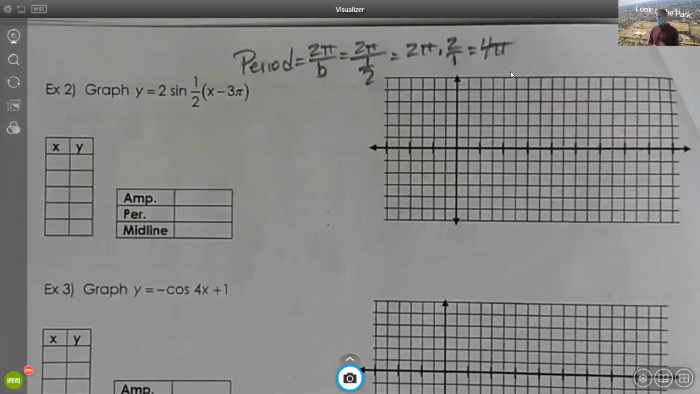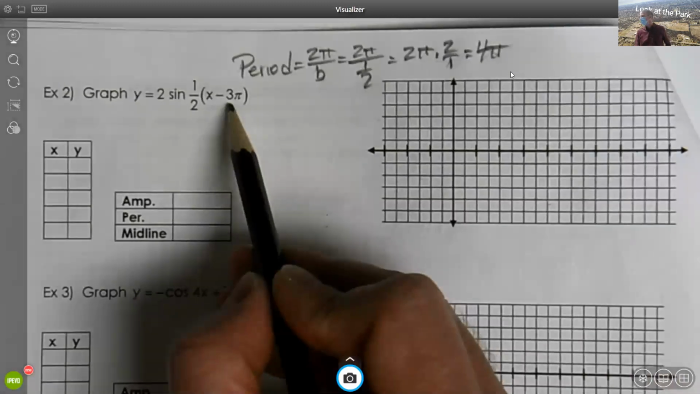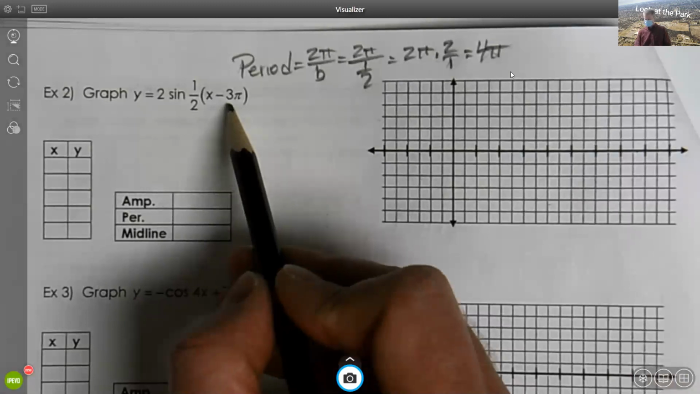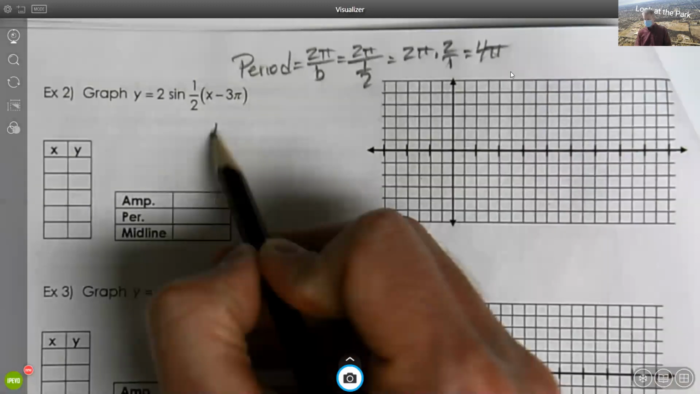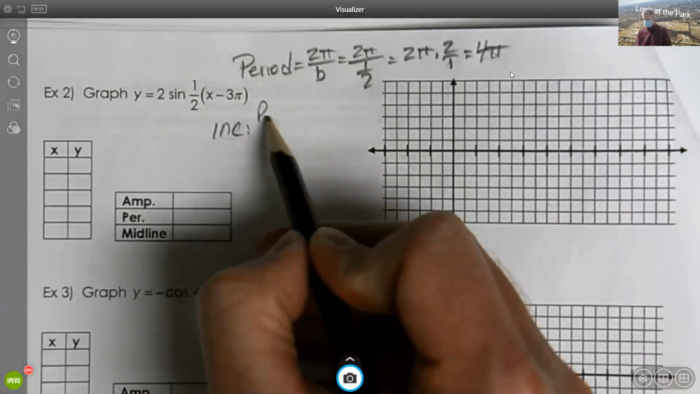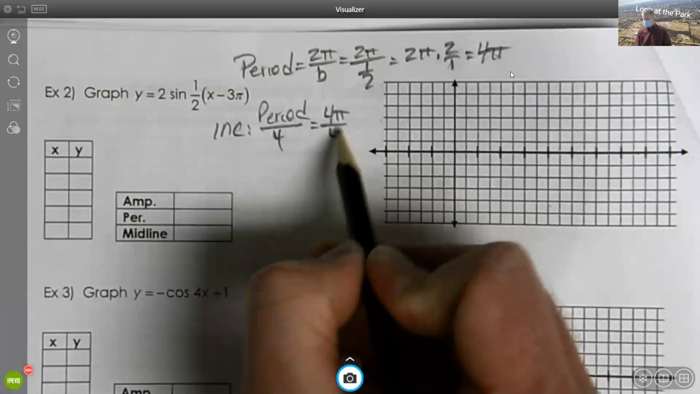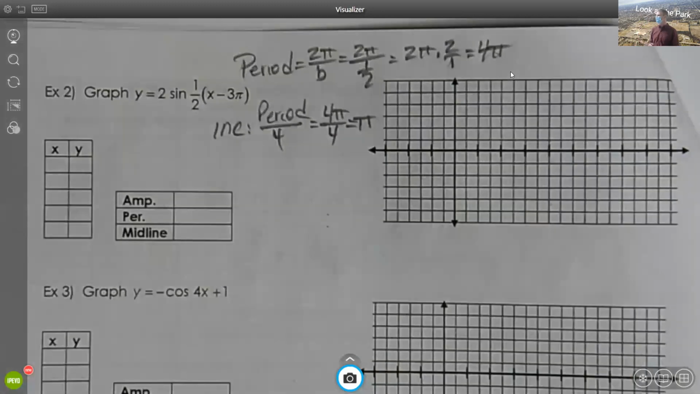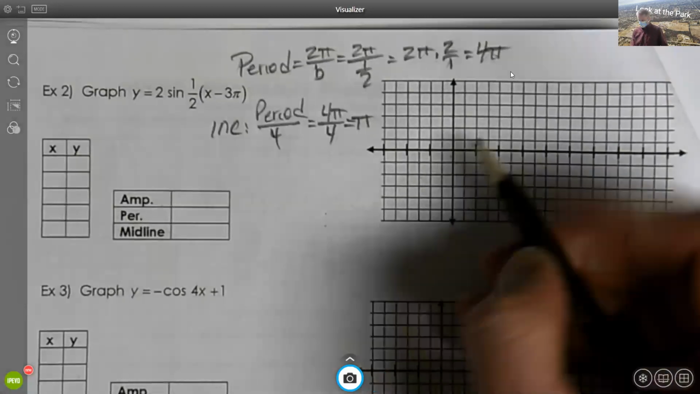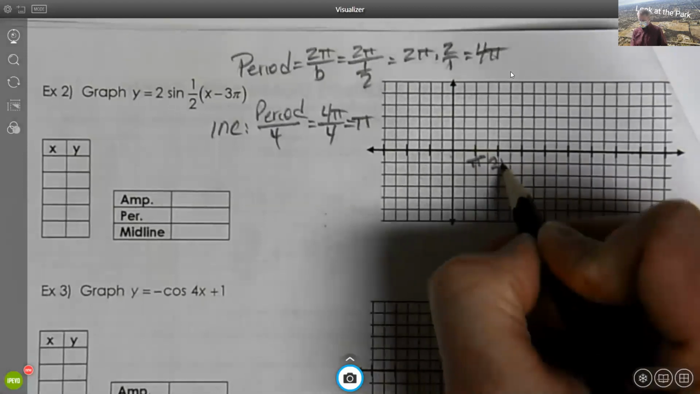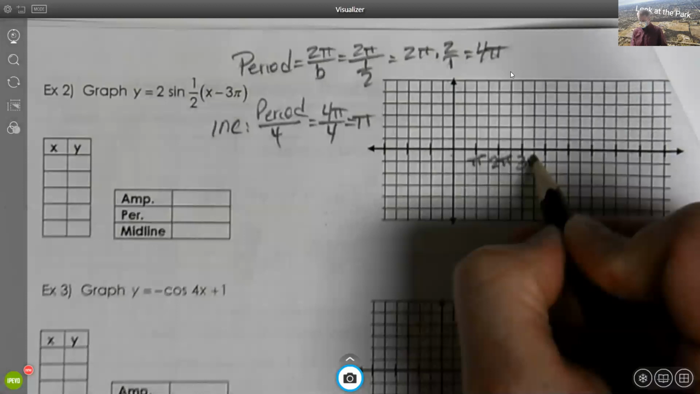So we're going to start at 0 and go all the way out to 4 pi is the length of the cycle. We're going to have something a little bit different because we have a translation involved. So next we have our increment, which is the period divided by 4, which is 4 pi divided by 4, which the increment is going by pi's. So we have 0, and then we have 1 pi and 2 pi, then of course 3 and 4 pi.